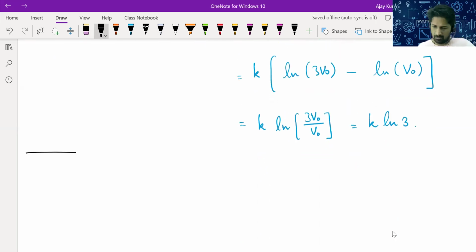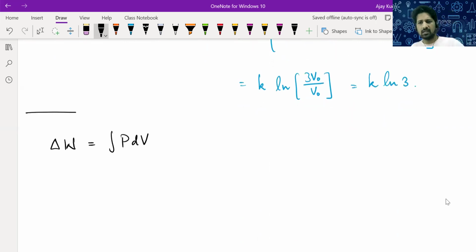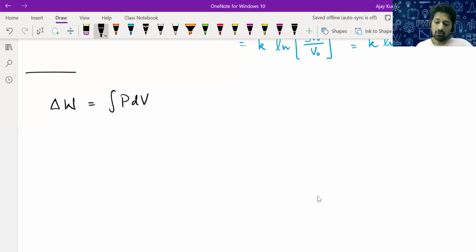Let's try another problem. Now see, we just proved that work done by a gas can be calculated as integral P dV. Fine. If you know the pressure as a function of volume, you can substitute the function here and integrate. But sometimes they can give you graphs also. How pressure varies with volume, they can give you in the form of a graph instead of an equation. Now, how do you integrate from a graph? You basically have to take area under the graph or area between the graph and the x-axis.